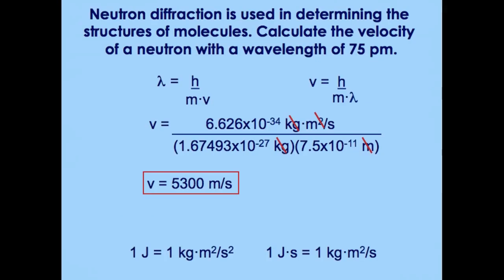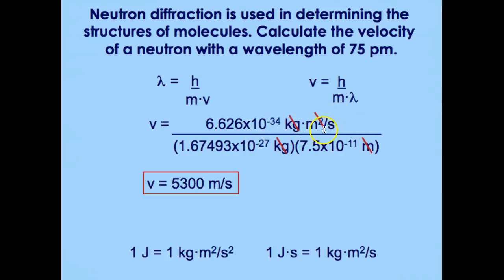And then the last part we're going to do involves de Broglie's principle, that neutron diffraction is used to determine the structure of molecules. Calculate the velocity of a neutron with a wavelength of 75 picometers. I do not expect that you know the mass of a neutron or the mass of a proton or the mass of an electron. And on your homework, I've given you that information. So if the wavelength is equal to Planck's constant over mass times velocity, I should be able to find velocity by rearranging the equation so that Planck's constant remains in the numerator, and basically wavelength and velocity have switched places.